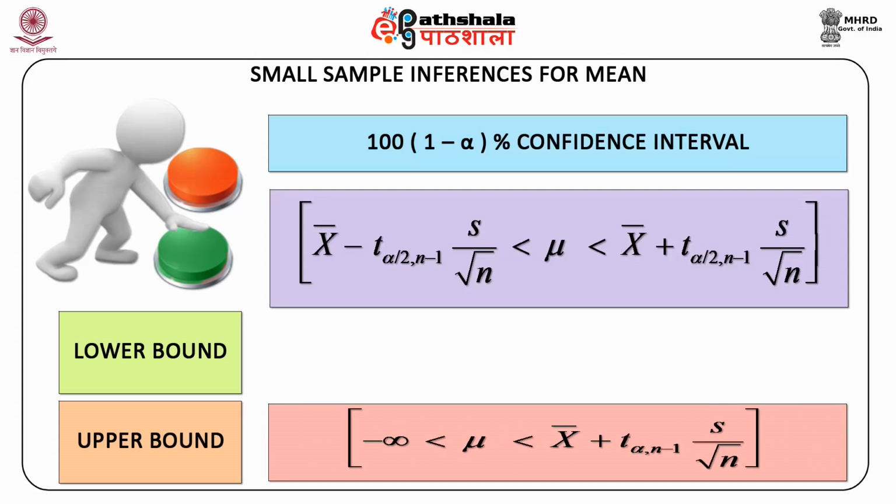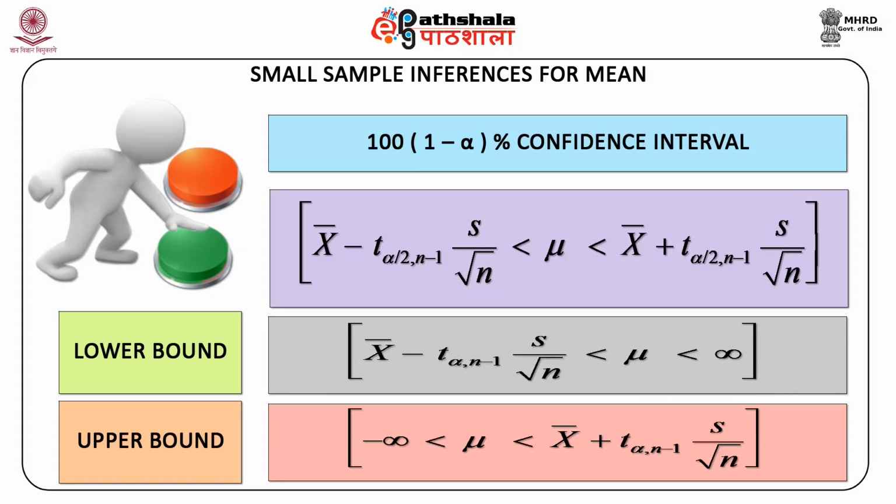minus infinity at the lower level, and the upper limit is x bar plus t alpha, n minus 1, times s upon root n. Similarly, the 1 minus alpha percent lower bound confidence interval is x bar minus t alpha, n minus 1, s upon root n as the lower limit and infinity as the upper limit.